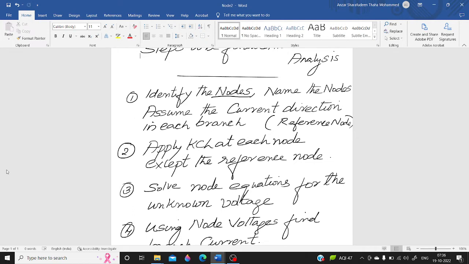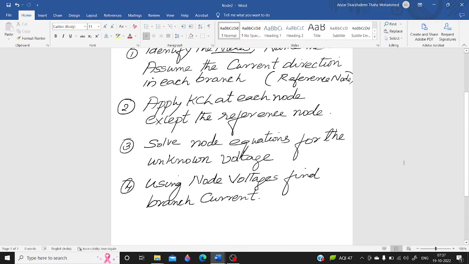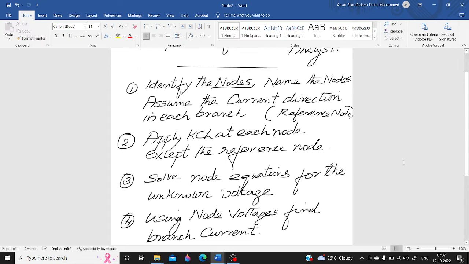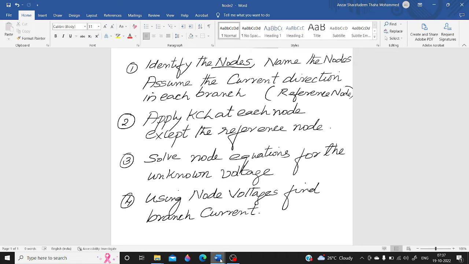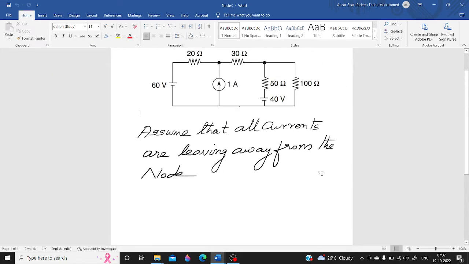The second step is, apply KCL at each node except the reference node. The third step is, for each node, solve the nodal equations for the unknown voltages. And the last step is, using the nodal voltages, find the branch currents. So these are the 4 steps to be taken care of while analyzing a circuit with nodal analysis. And now let us consider a typical example for this.